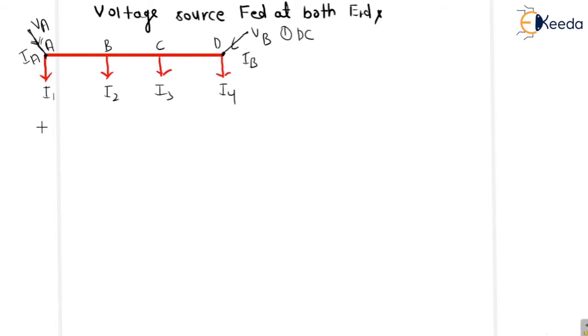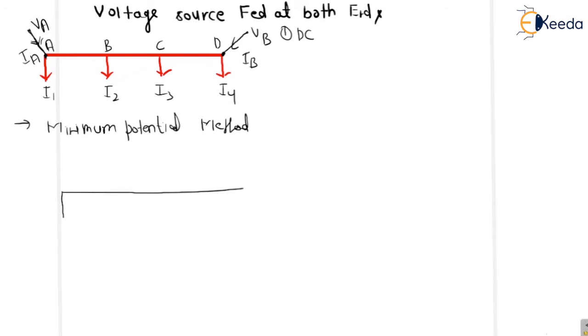For that we have to use one method, that is the minimum potential method. It has its own rule. What we do is assume current at one end, and then we will discuss the rule.